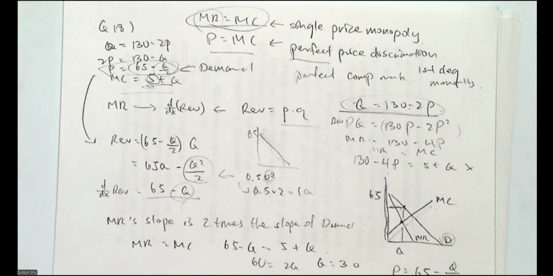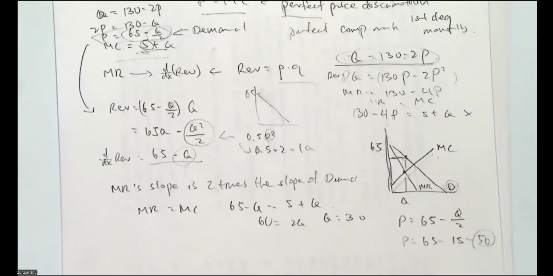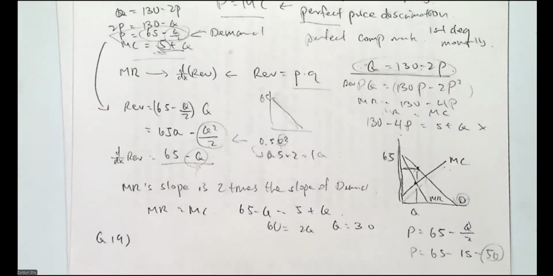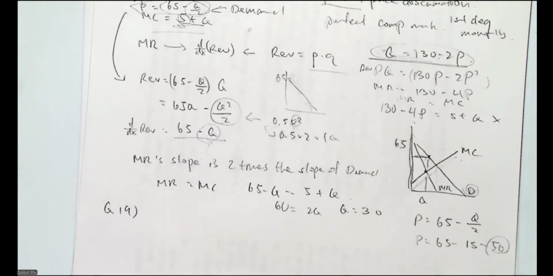However, question 19 is going to be quite difficult. It's not necessarily to say that it's not doable. It's just that you need to get the gist of what you're doing. So it asks for profit.